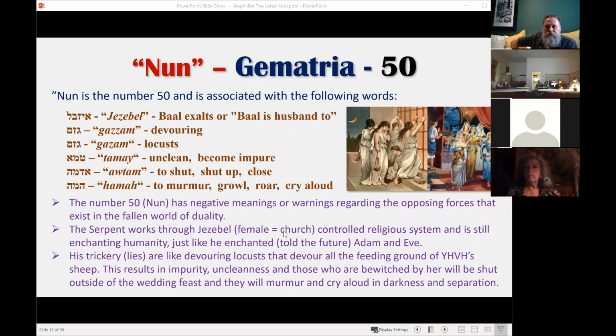Negative connotations to 50 is that other Nun, or the duality, the concept of the two poles. This is the negative pole. Jezebel, we all know, is a connotation to a religious spirit, which is normally described as a female, linked to a church or to a religious system. So Jezebel is the opposing spirit that creates a religion that's opposing to Yahweh's body or his house. So that's where religious institutions come in that simulate spirituality, which is the Nachash.